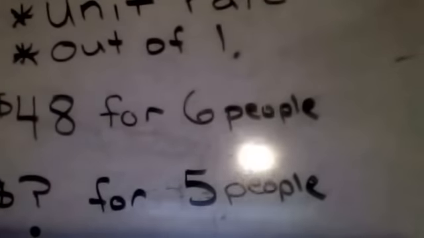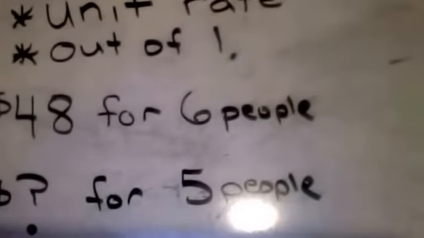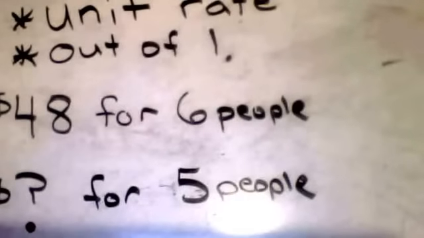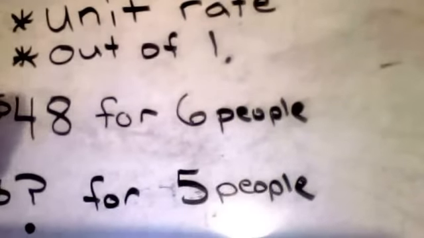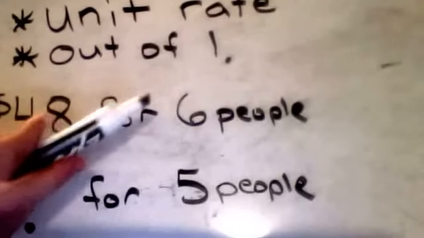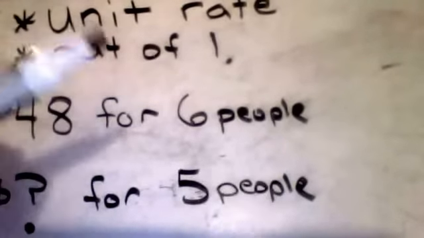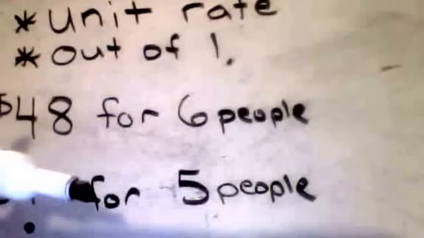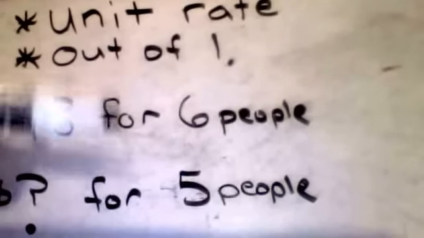For this next one, we're going to do the same method. We're going to use a unit rate to solve this problem. We know that there are $48 for 6 people. How much money would there be for 5 people if we kept the same ratio going? So we're going to find a unit rate.